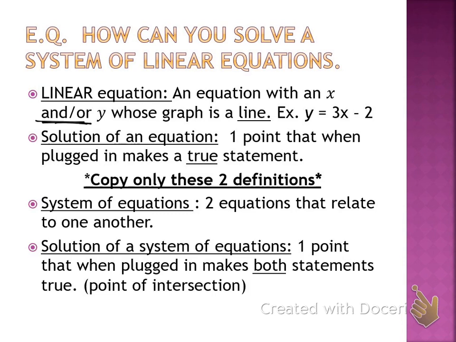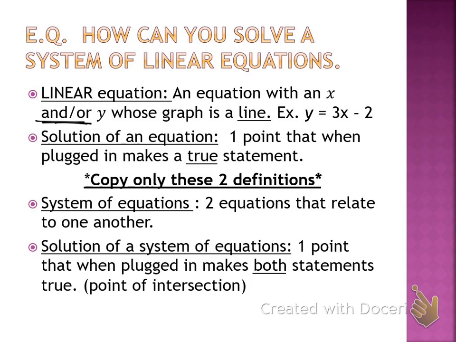I want you to understand that a linear equation could be x equals 5. It doesn't have to have a y in it. If I have the equation x equals 5, what kind of line am I graphing? A vertical line. Very good. If my equation is y equals -2, what kind of line am I graphing? Horizontal. Okay, and then of course if the equation has both an x and a y, I'm graphing some sort of slanted line, okay? But an equation with either an x and or a y whose graph is a line, and we've already talked about that, okay?